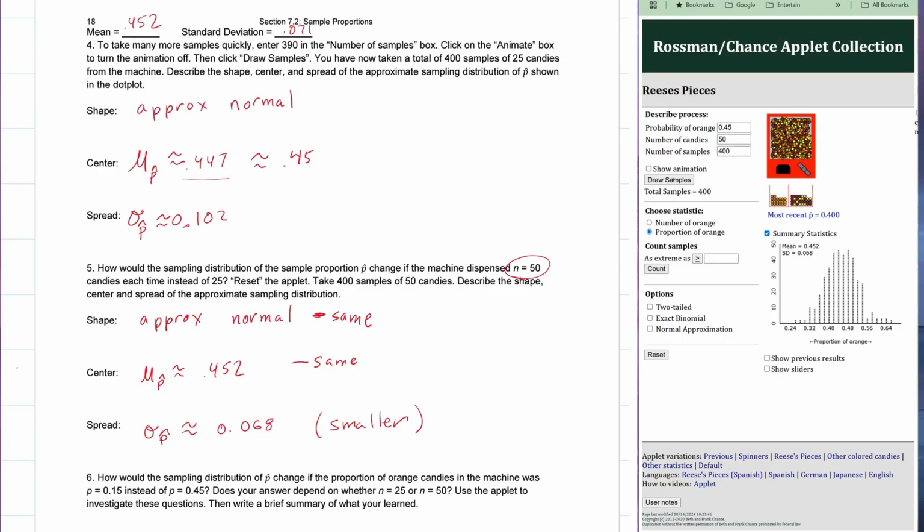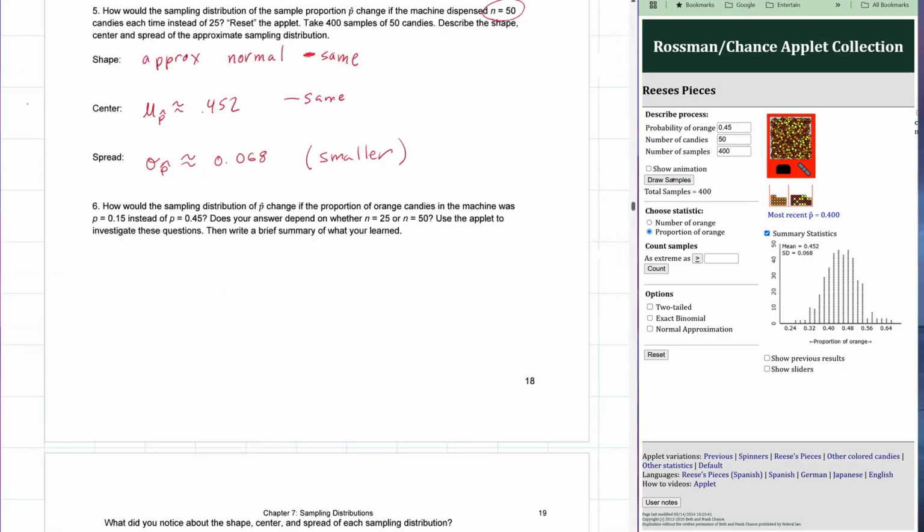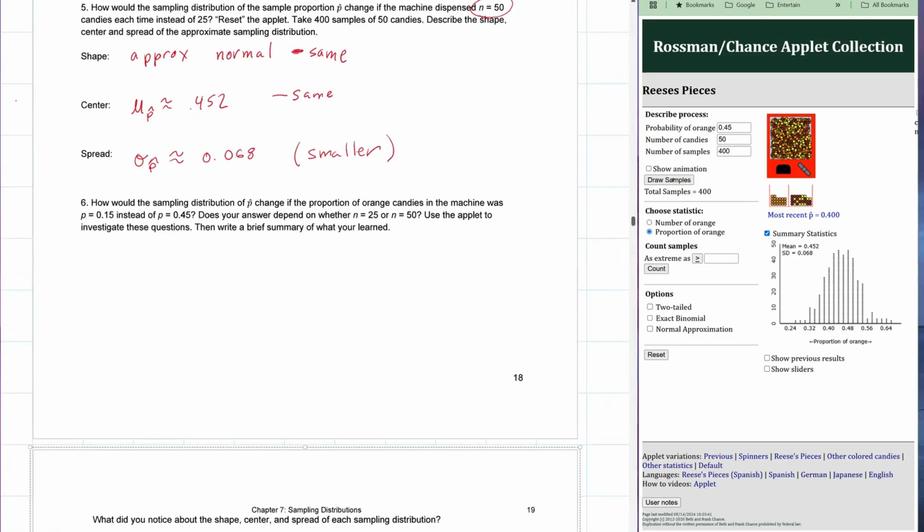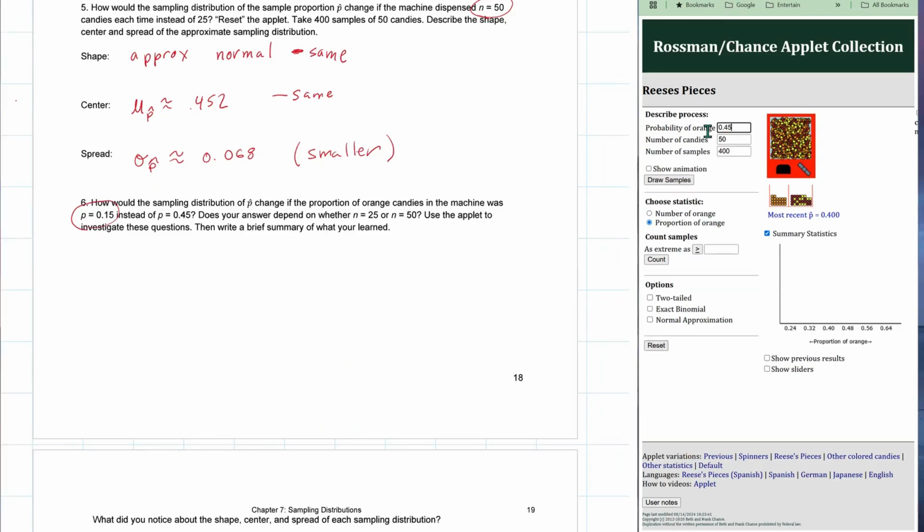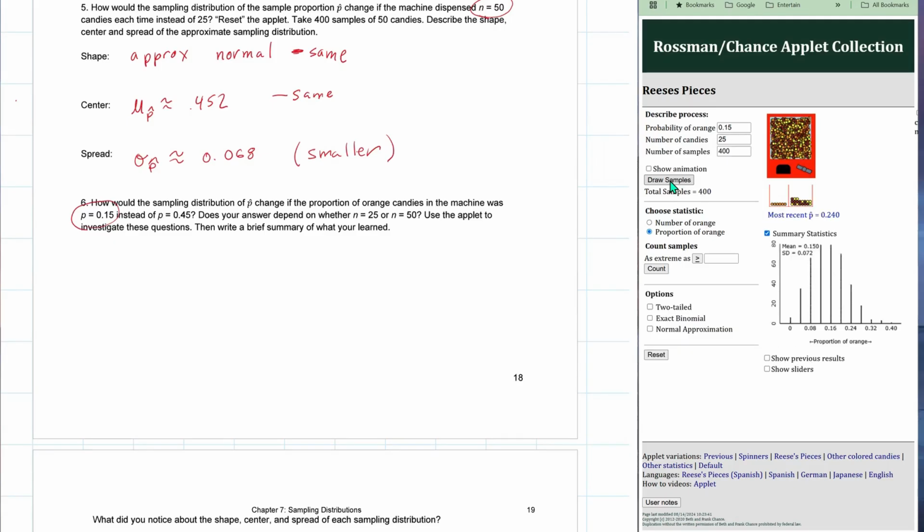All right. How about we make another change? What happens if we change the population proportion? No longer do we say that there are 45% orange candies. We're going to change it to 15% orange candies. Let's go ahead and do a draw of 25 candies 400 times. Remember, each dot being the outcome of one of those simulations, 400 total simulations. All right, what do we see?